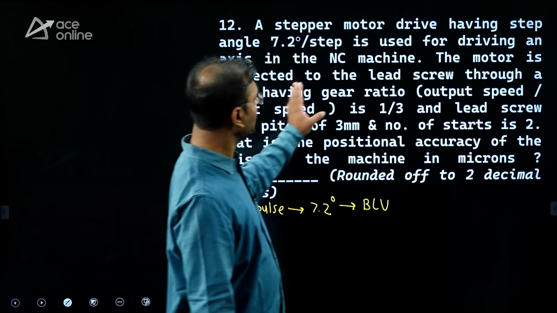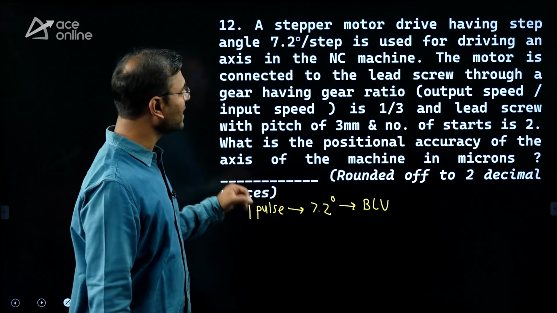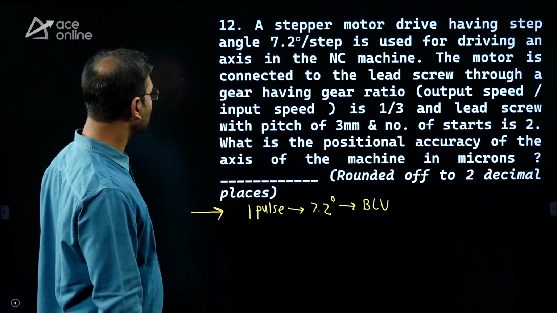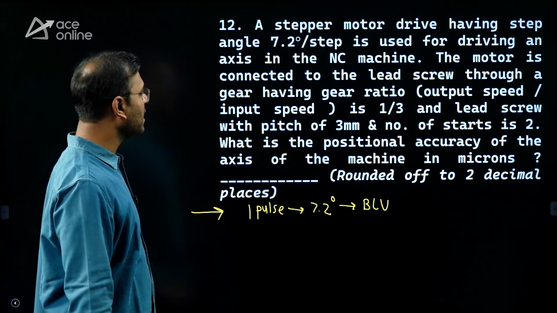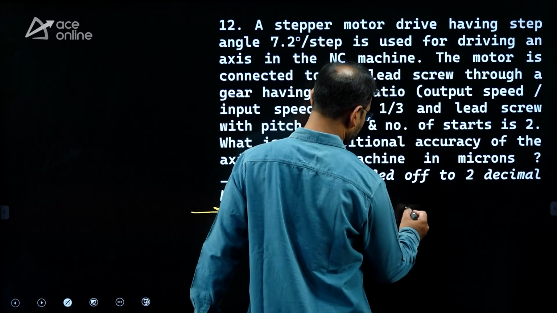It is used for driving an axis in the NC machine. The motor is connected to the lead screw through a gear having a gear ratio of 1/3. Here the gear ratio is given.